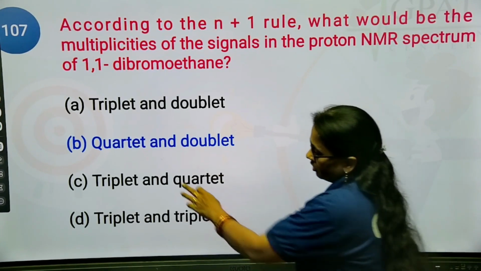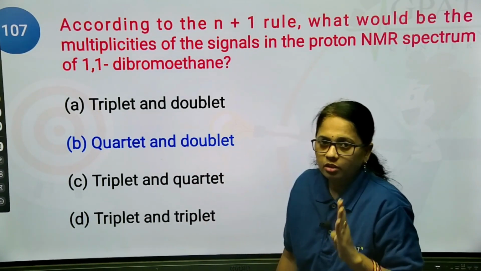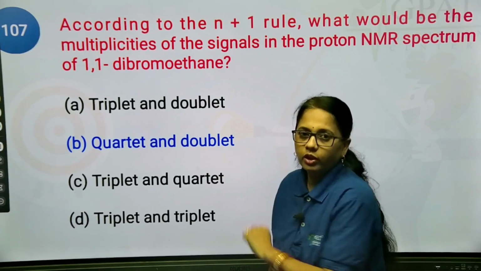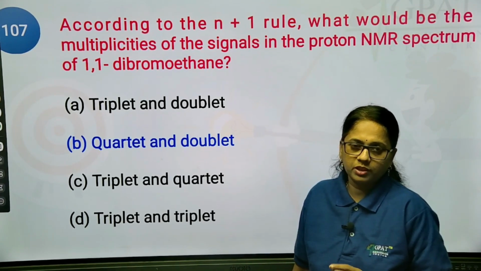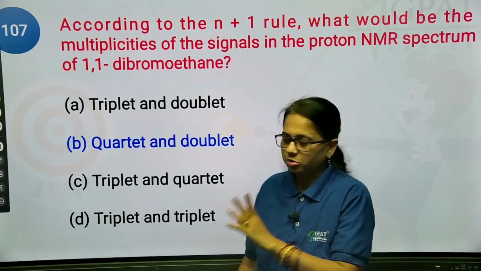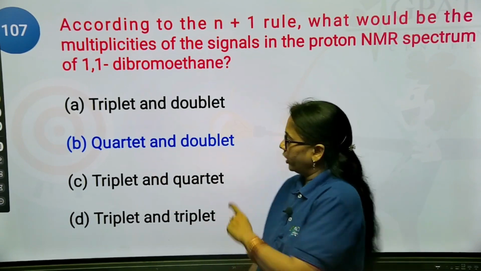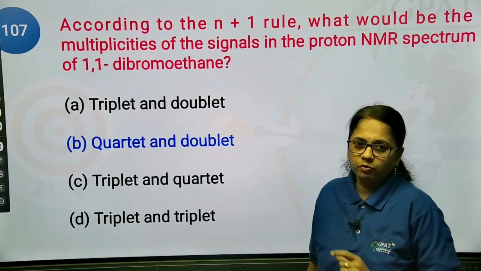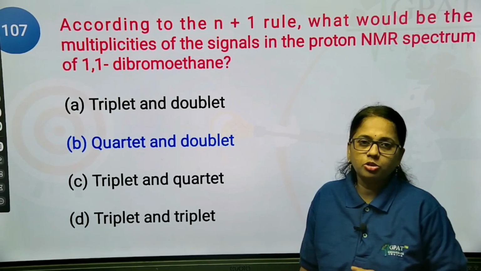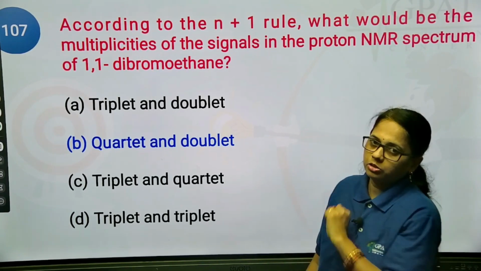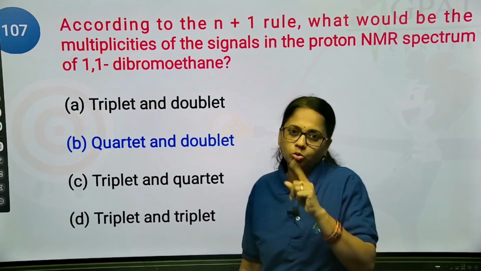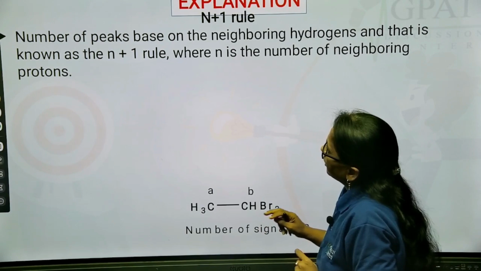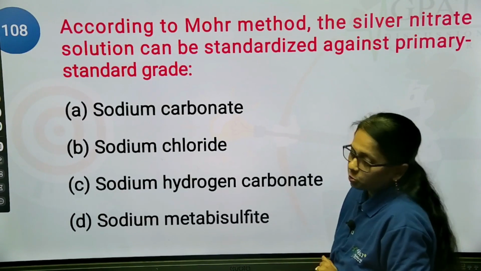This is because 3 hydrogens are equivalent on one side and 1 hydrogen is a neighboring hydrogen. For that purpose, 3 plus 1, you are going to see the quartet signal, whereas corresponding to the other hydrogen you are going to see the doublet, because these 3 hydrogens will give only 1 signal. I think you have understood. Now let us move to the next question.